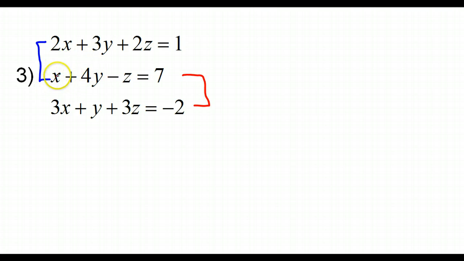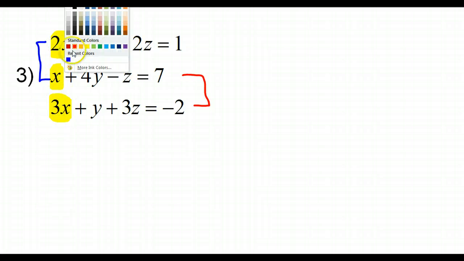So I'm looking at this x. If I did the top 2, I know I could turn this into a negative 2x and cancel that out. If I do the bottom 2, I could turn this into a negative 3 and cancel that out, because it's got to be the same variable both times. So you have to decide which variable you're going to eliminate, and you've got to stick with it. So I'm choosing to eliminate the x's. So here's what I would do if I were you.